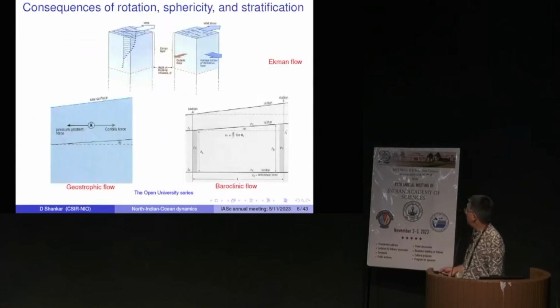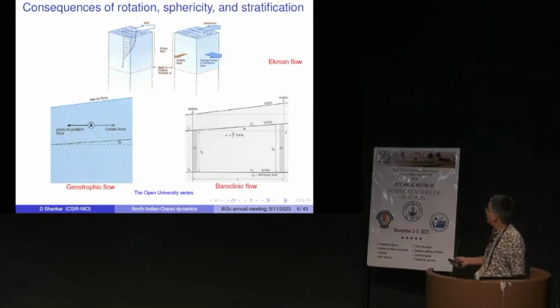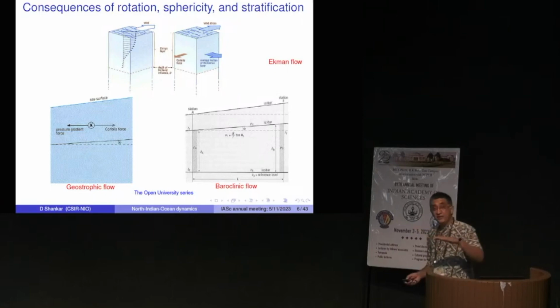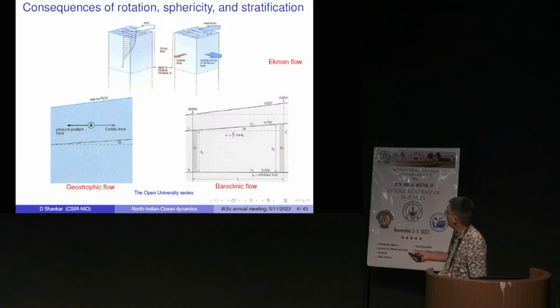And it has consequences, both of them. Rotation and sphericity, I'm not going to bother about stratification. So here what you have is a slab. This is the wind blowing on the surface. So if wind blows on the surface, you expect the current to go downwind. But that's not what happens in the surface of the ocean. The current is directed at right angles to the wind.